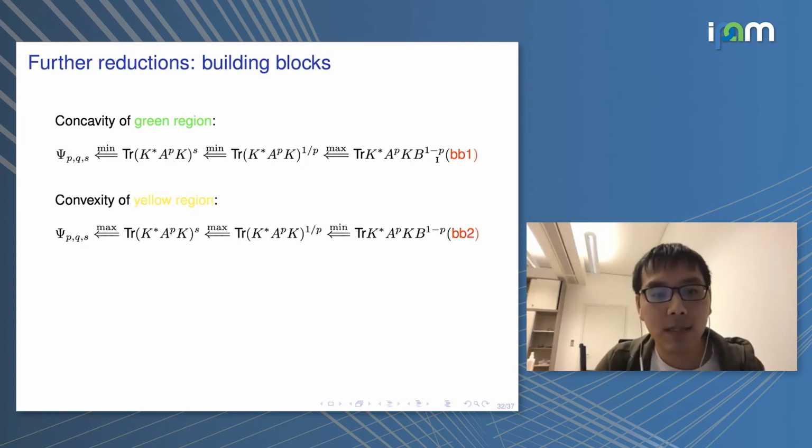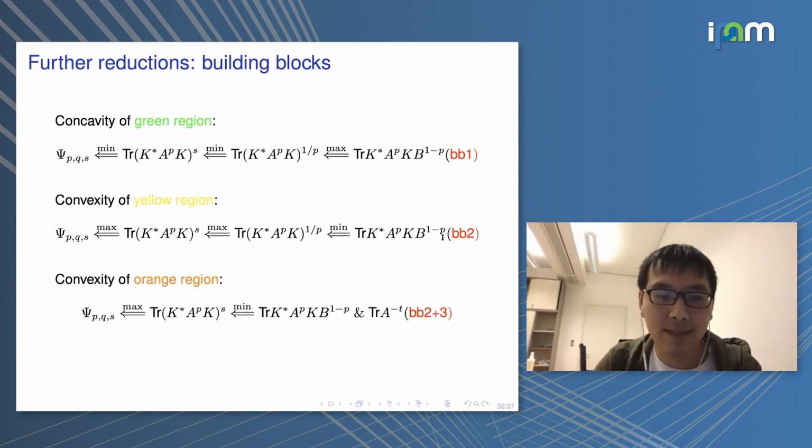And similarly, in the yellow region, the joint convexity of this psi PQS, after a chain of maximum and minimum formulas, can be deduced from the joint convexity of this function, which is our building block 2, the convexity result of Ando. And the orange part is slightly different. The joint convexity of psi PQS will follow from building block 2 and building block 3. So we need one more fact about the convexity of trace A to the power minus t in general.